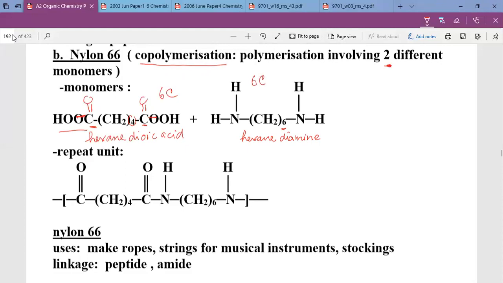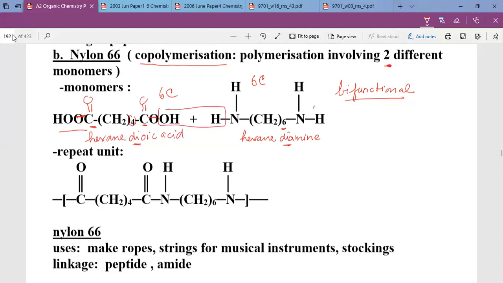So, same thing, remember? It's a copolymer, that means both monomers are bifunctional. Both are bifunctional group: diamine and dicarboxylic acid. As contrary to your proteins, where one monomer has two functional groups. Alright? Same thing here, water comes out.